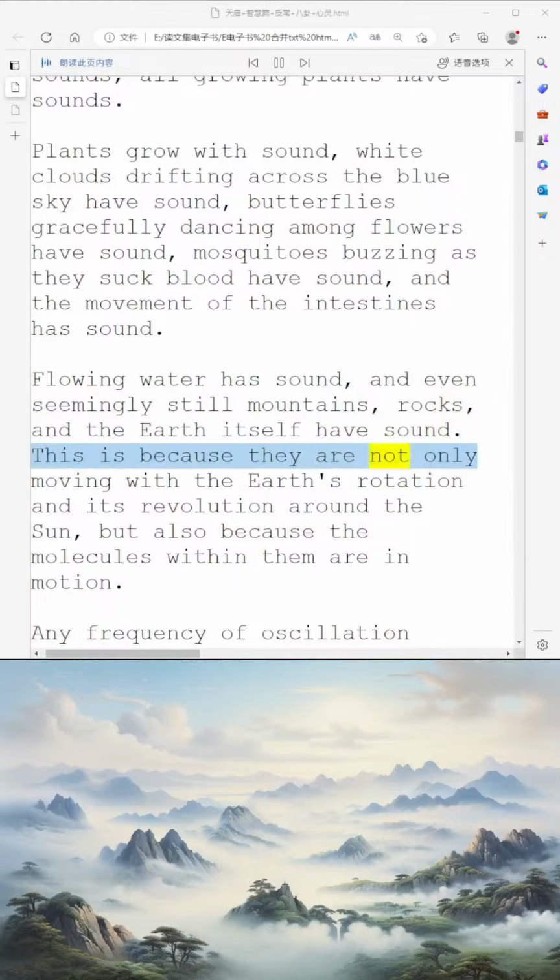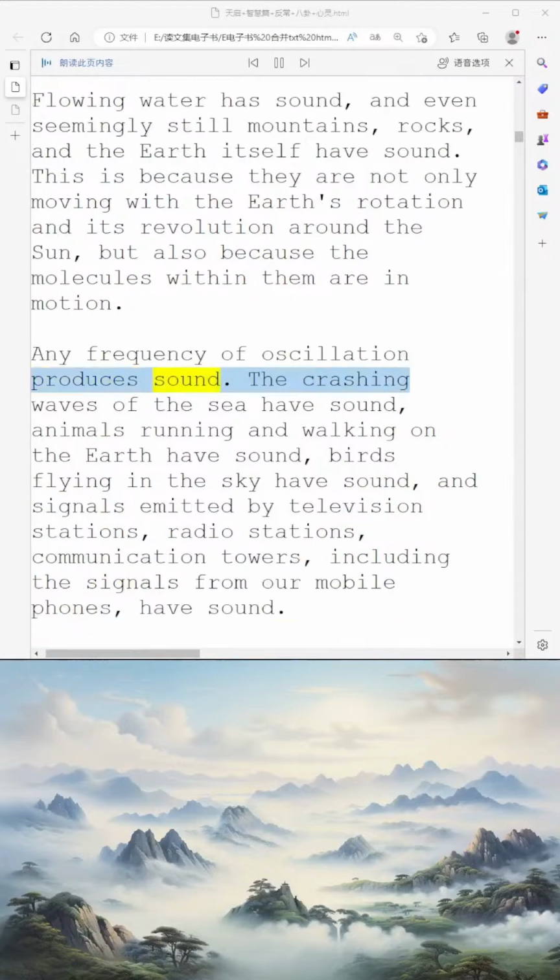This is because they are not only moving with the Earth's rotation and its revolution around the sun, but also because the molecules within them are in motion. Any frequency of oscillation produces sound. The crashing waves of the sea have sound. Animals running and walking on the earth have sound.